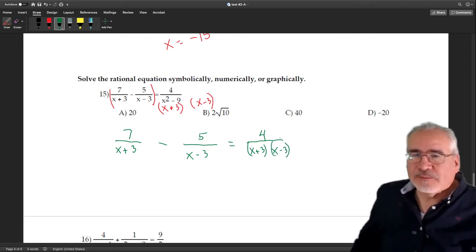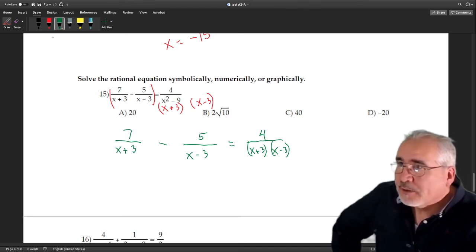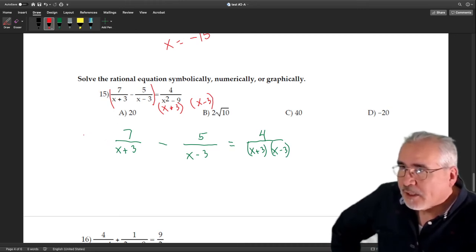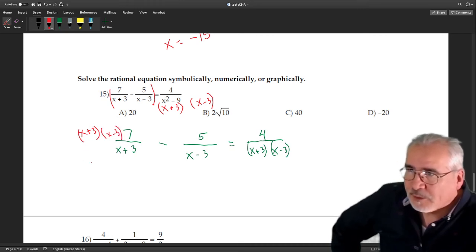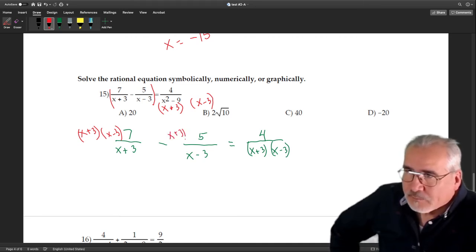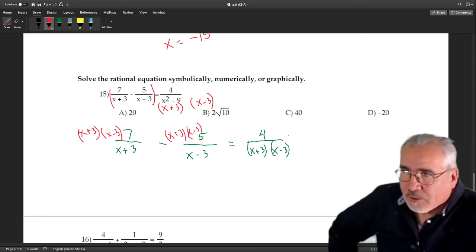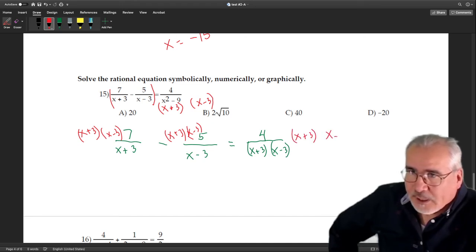And so I factored it, right? So now I'm going to multiply each side by x plus 3, x minus 3. And remember, I'm distributing, so we'll multiply this term and this term. Over here, I multiply by x plus 3, x minus 3.